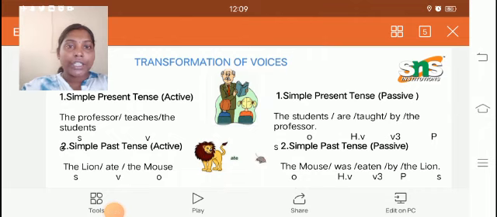So my answer is going to be in an equivalent case. I'm going to use only the simple past form of the helping verb: the mouse was. And I have to use the past participle form of the main verb. Here the main verb is ate, so I'm going to use eaten. So the proper sentence is: the mouse was eaten by the lion.